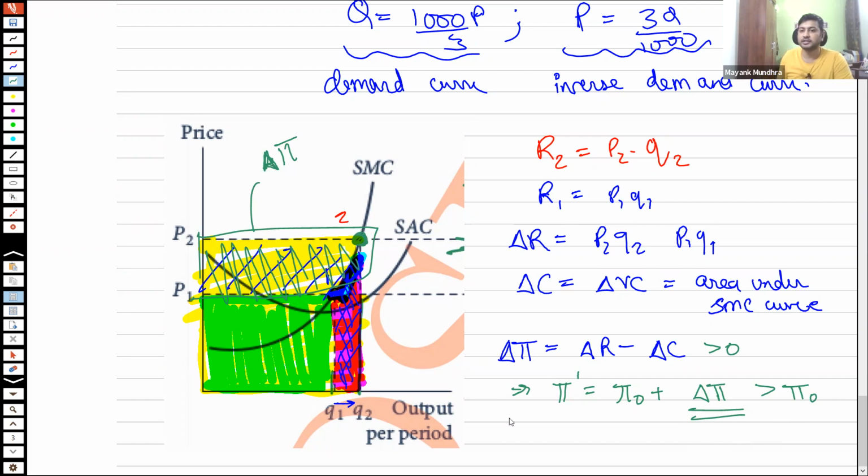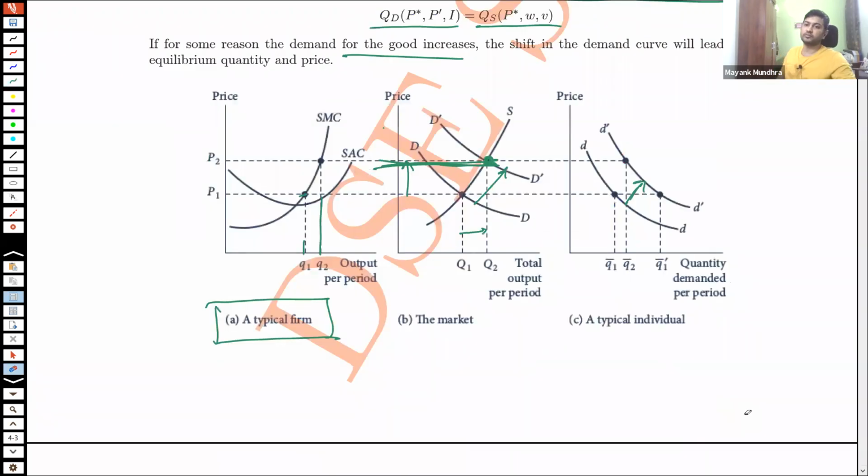So the bottom line is that profits of all firms are going to increase. So all firms start making higher profits. What will happen is an outsider firm looks at this market and sees that the firms in this market are making a lot of profit and they get enticed. They want a piece of the pie. So more firms will enter this market.